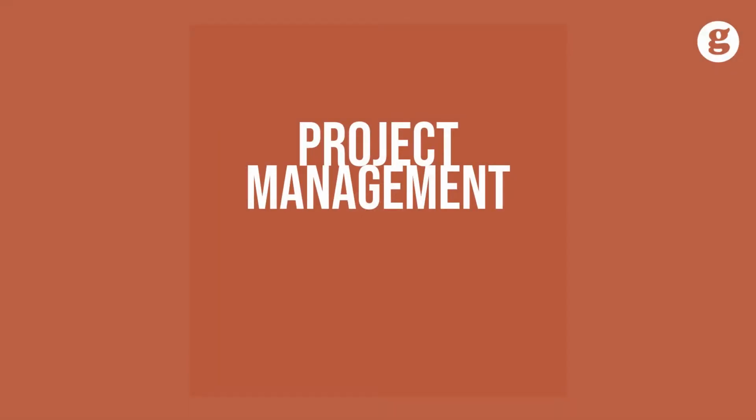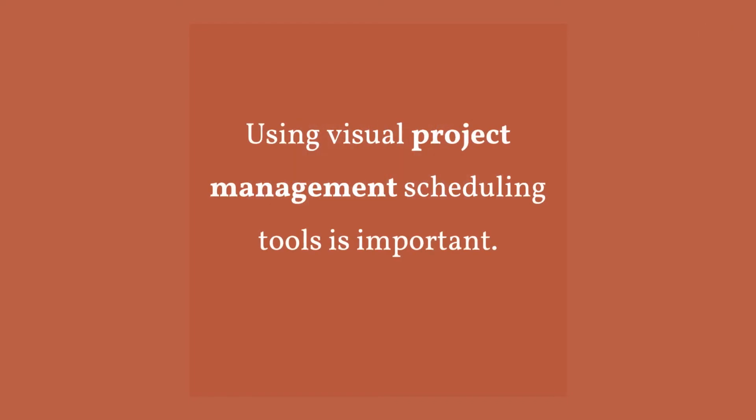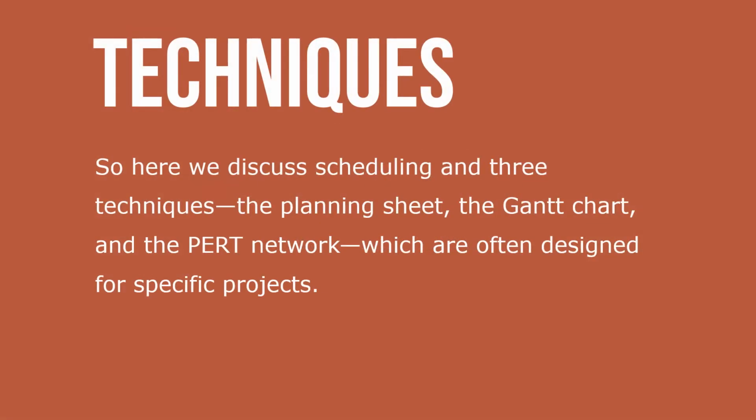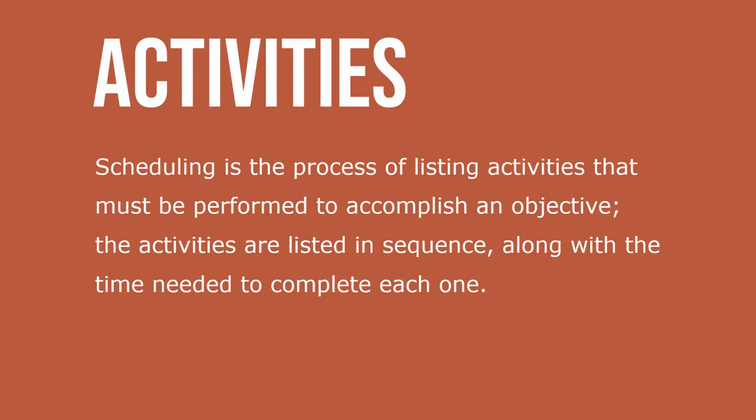Let's take a look at project management. Using visual project management scheduling tools is important. So here we discuss scheduling in three techniques: the planning sheet, the Gantt chart, and the PERT network, which are often designed for specific projects.